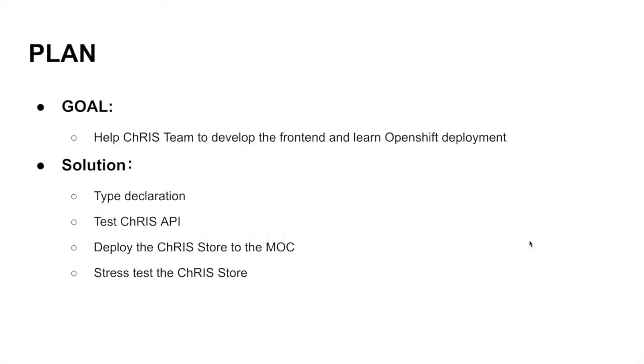Here are our plans for the project. Since our main goal is to help the CRIS team develop the front end of CRIS and learn how to use OpenShift, we will write the type declaration file for the CRIS UI to provide object-oriented programming support to the CRIS team. Then we will write a script to test the CRIS API to make sure the data flow between front end and back end is working normally. After this, we will try to deploy the CRIS store front end and back end to the MOC using OpenShift. Finally, we will stress test the CRIS store and try to improve the performance.